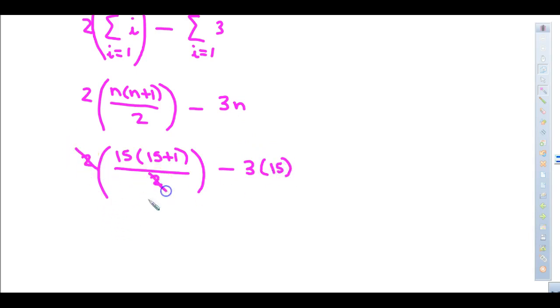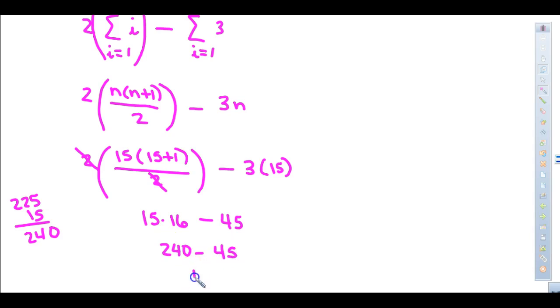I'm going to cancel those 2's right there. That just gives me 15 times 16 minus 45. And I know that 15 times 15 is 225. I need a 16th 15, so that gives me 240. So I end up with 240 minus 45, and that's going to give me 195. I did all that without a calculator. You can too. All right, let's take a look at number 20.